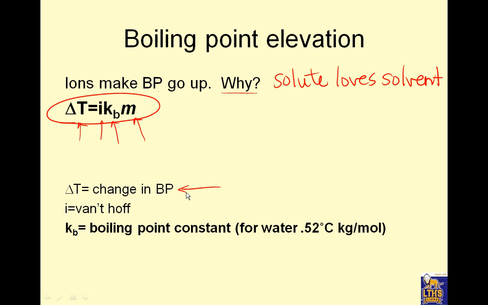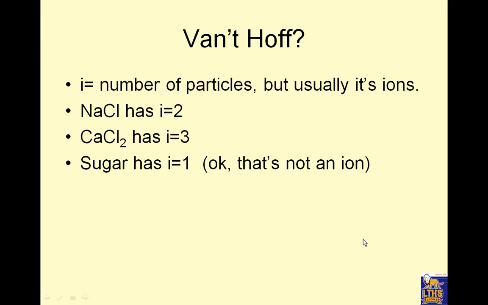Delta T is the change in boiling point. I is the Van 't Hoff constant, and Kb is the boiling point constant for water. It is this. Okay, so let's do a problem.